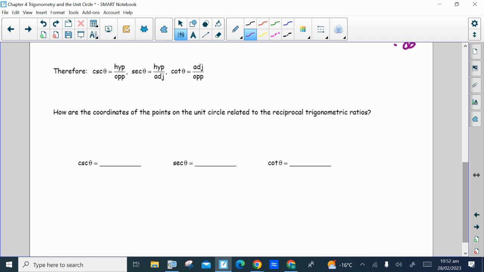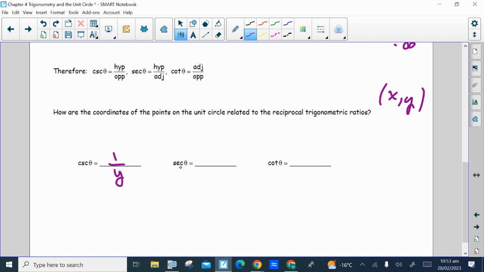So how are the coordinates of the points on the unit circle related to the reciprocal trig ratios? Well, we know that on the unit circle we have x comma y. The x tells you the cosine, the y tells you the sine. So the cosecant, which goes with the sine, because remember, in each of those pairs there's only one co in it. The sine is found from the y value, so the cosecant will be 1 over the y value, the reciprocal of the sine, the reciprocal of y.